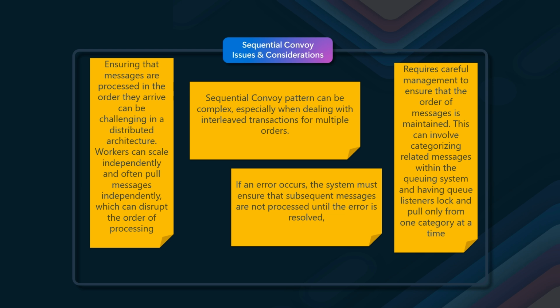Resource management. Efficiently managing resources to ensure that the processing of one group of messages does not block others is crucial. This involves coordinating actions across distributed services and remote resources. Error handling. Handling errors in a sequential processing system can be more complex. If an error occurs, the system must ensure that subsequent messages are not processed until the error is resolved, which can involve implementing compensating transactions or other error recovery mechanisms.